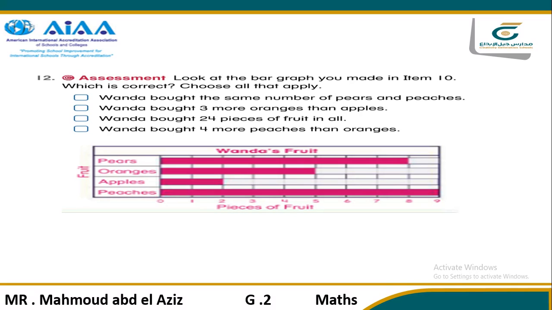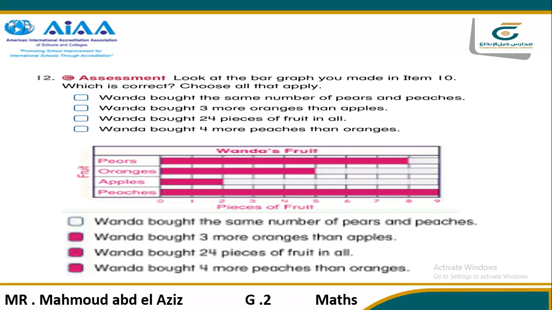Next sentence. There are 24 pieces of fruit in all. So we should add them together. It's 8 plus 5 plus 2 plus 9. So it's correct. Excellent, 24. 8 plus 2, which equals 10, plus 5 equals 15, plus 9, which equals 24.